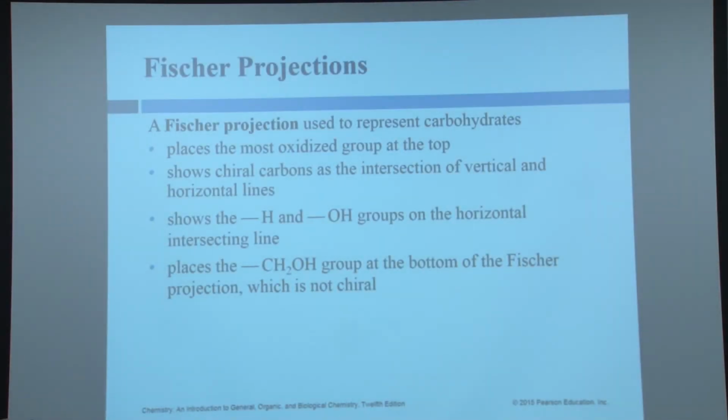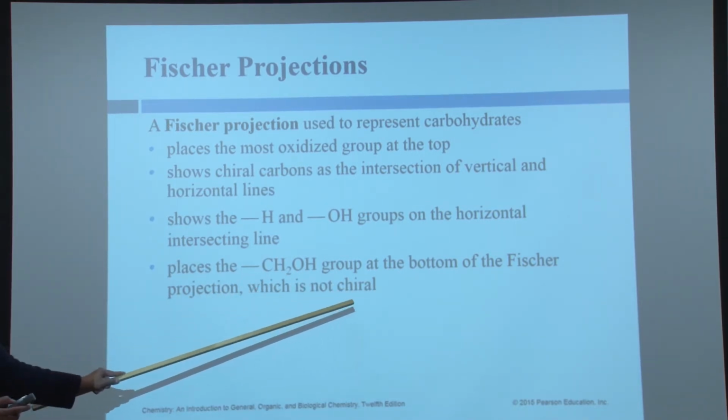Now we are going to further discuss Fischer projections. This is what we did when we set up a Fischer projection: the most oxidized group, the aldehyde or keto group, at the top. Carbon atoms are at the intersection of vertical and horizontal lines, and the H and OH groups are set up on the horizontal lines, which places the CH2OH at the bottom of the Fischer projection, which is not chiral.